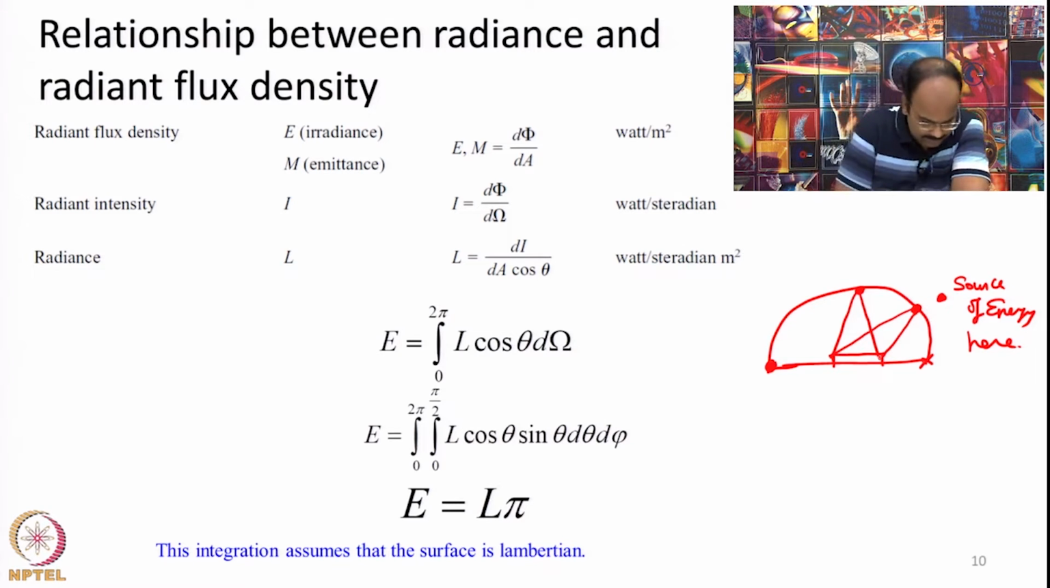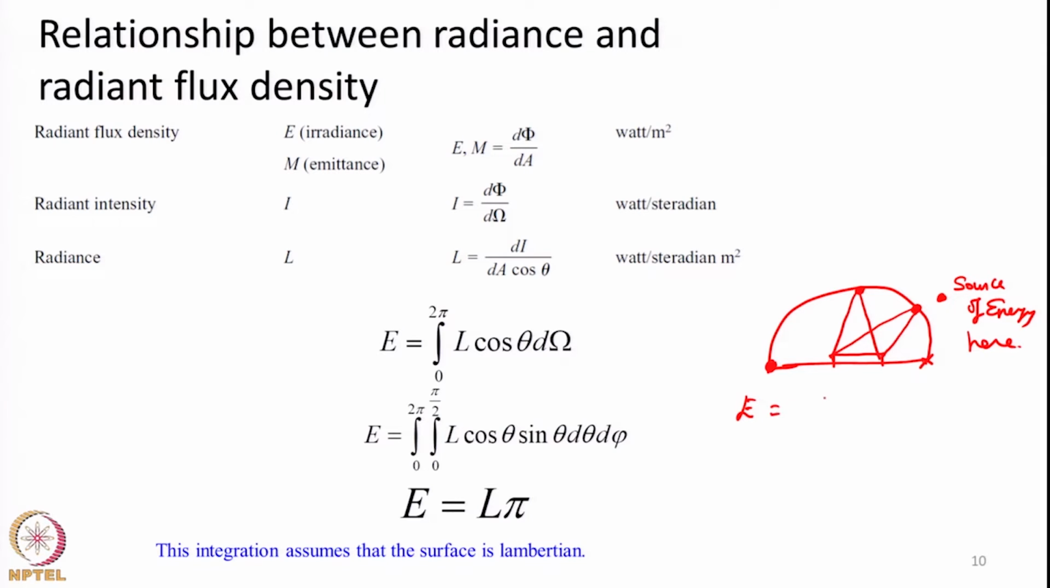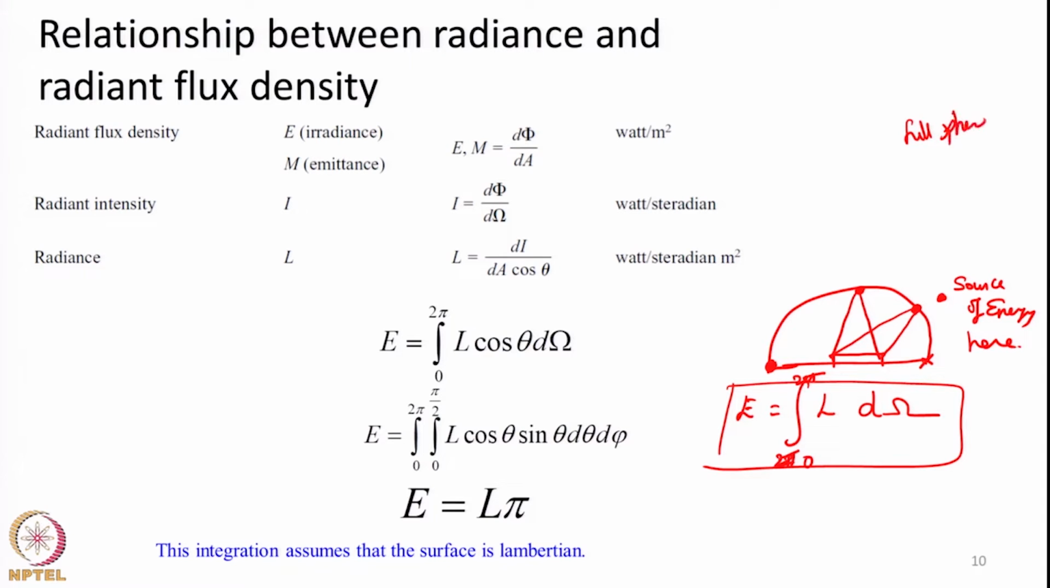So, the irradiance E is equal to L integrated over the 2 pi solid angle, or to be more precise I write it as 0 to 2 pi solid angle, that is hemisphere. For a full sphere the solid angle is 4 pi radians, and for a hemisphere the solid angle is 2 pi, half of it.